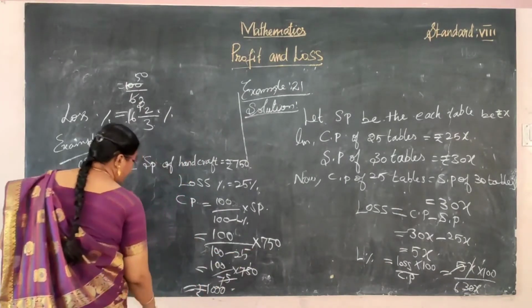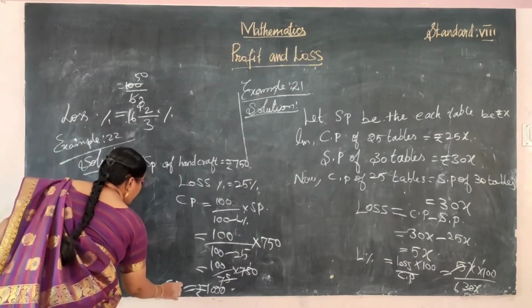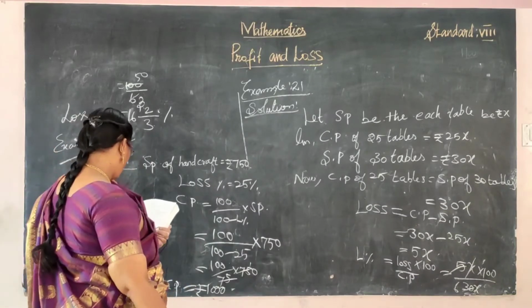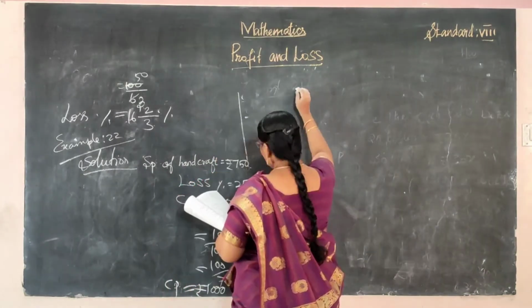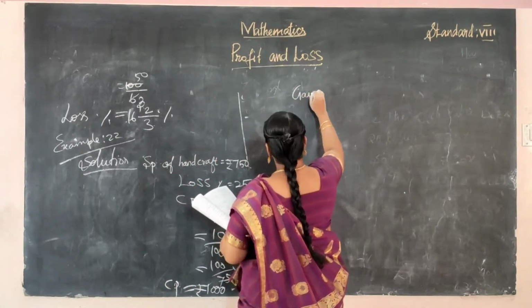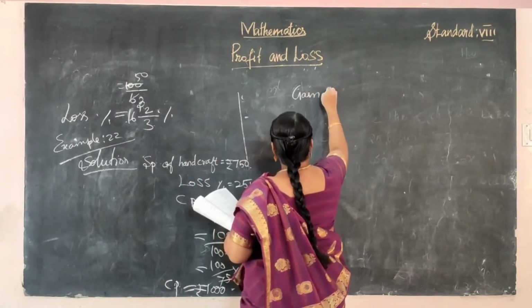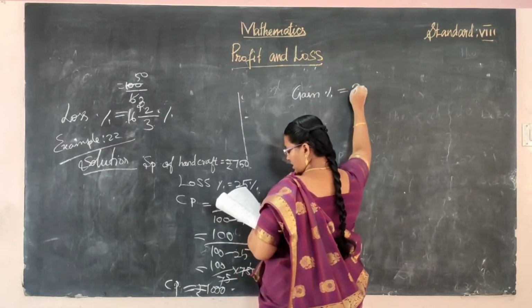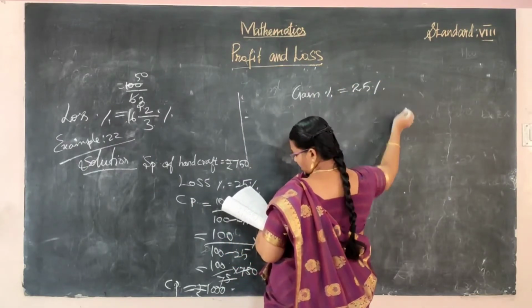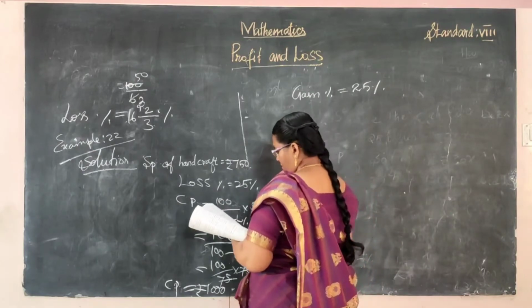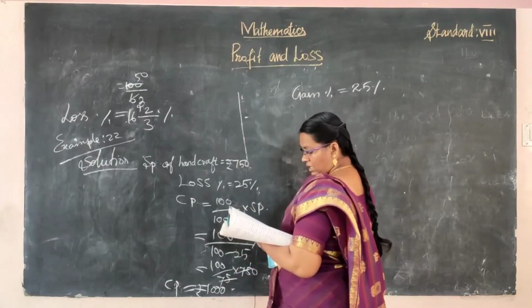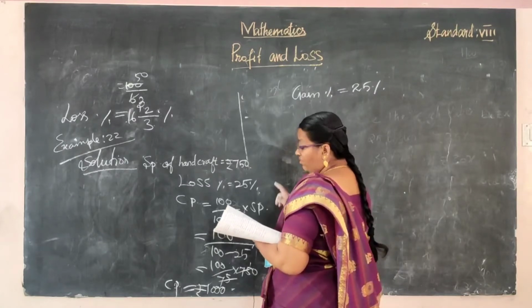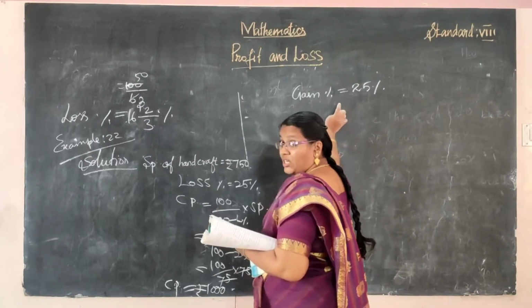So cost price is rupees 1000. Okay, and gain percentage now we have to calculate. Gain percentage 25 is given, is it? 25% gain. Now you know the cost price. Okay, do you know the selling price for 25%?